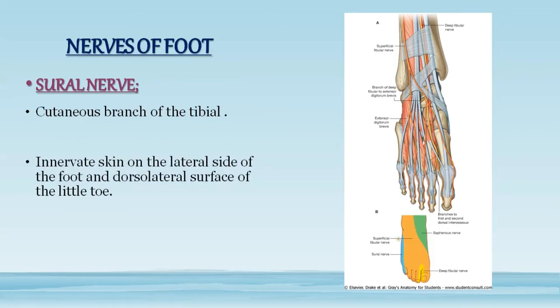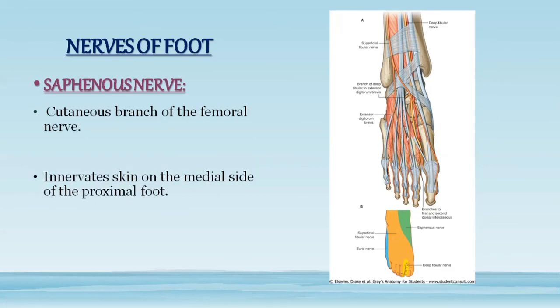Then there is the sural nerve. This light blue colored is the sural nerve, which is the cutaneous branch of the tibial nerve. The sural nerve innervates the skin on the lateral side of the dorsum of the foot, as well as the dorsolateral aspect of the little toe. The medial side of the little toe is supplied by the superficial fibular nerve. Now this little toe has two supplies. Look at the picture: the medial side is supplied by the superficial fibular, whereas the lateral side of the little toe is supplied by the sural nerve.